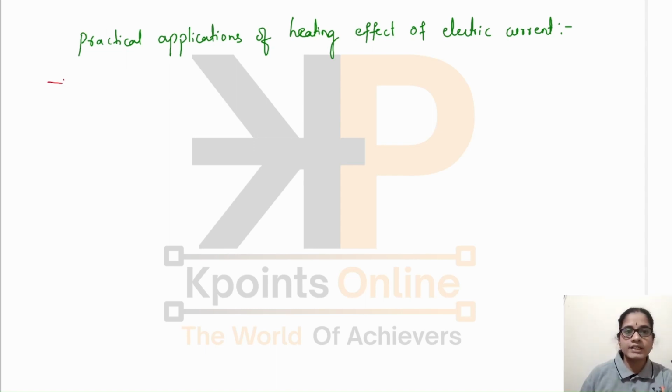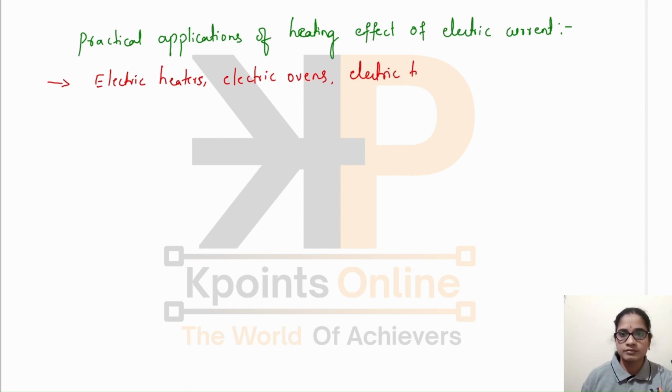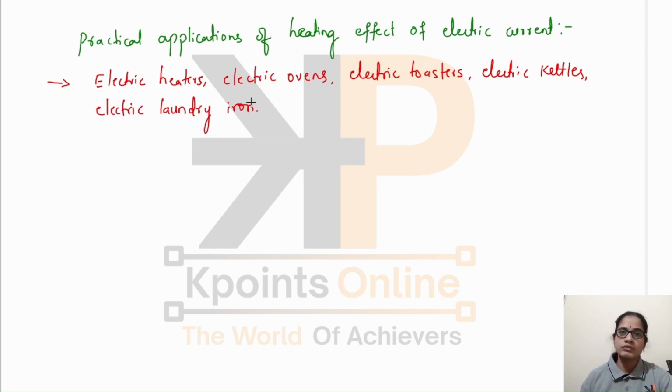The heating effect is used in many electrical appliances like electric heaters, electric ovens, electric toasters, electric kettles, electric laundry iron, which are used in doing work. In all these appliances, most of the energy is converted into heat energy, which is required for doing work here.